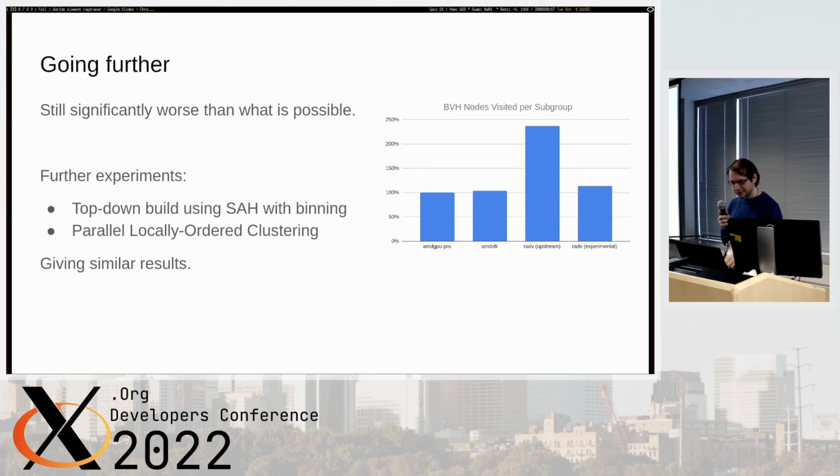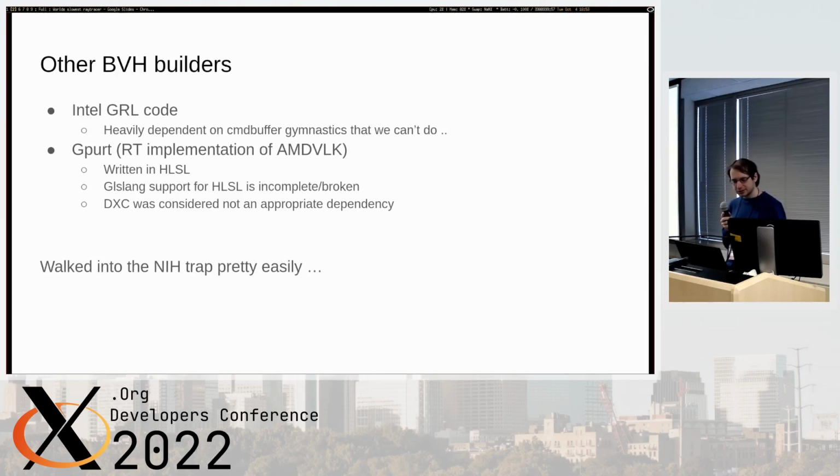Obviously, it needs to land. And surprise, surprise, we're not the only ones who built BVHs. Intel has code to build BVHs in their upstreaming of ray tracing support. And Jason did a whole talk last time about how they had this interesting thing of basically doing logic in command buffers. And sad to say, we can't on AMD. Our command buffers are fairly limited.